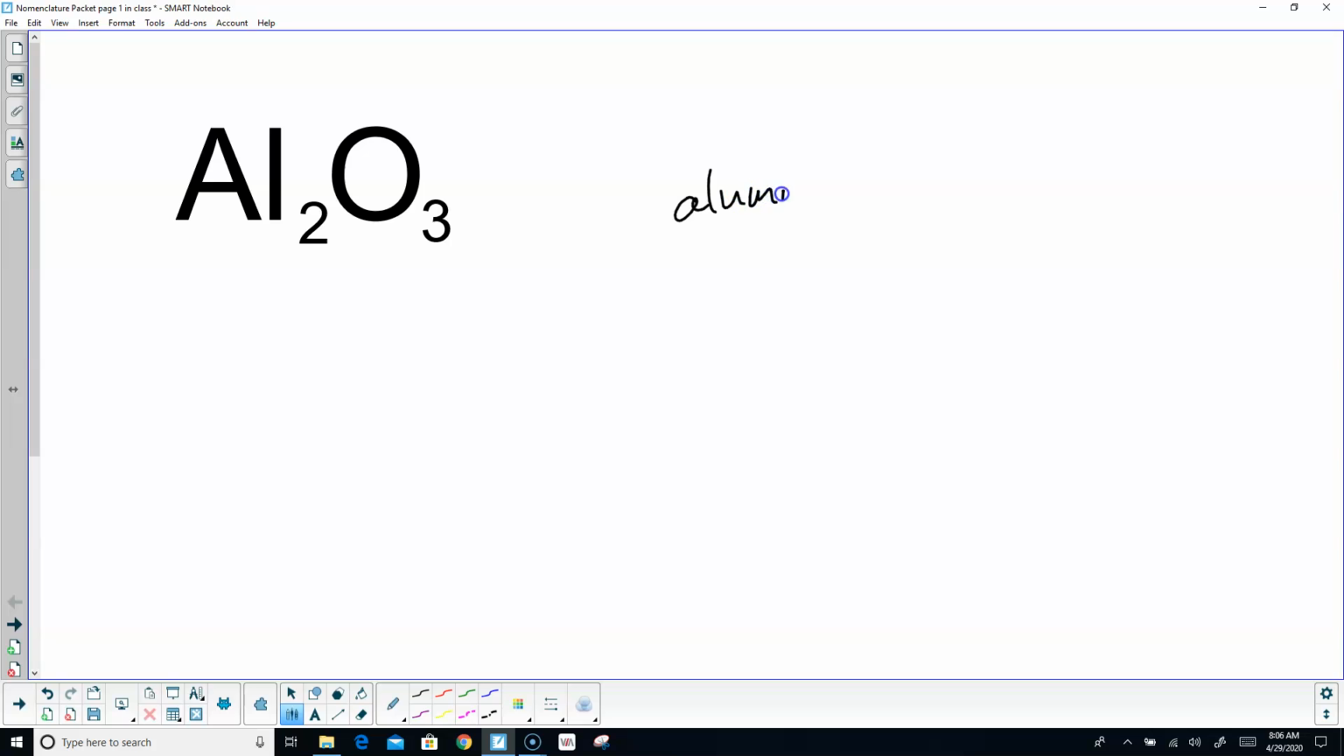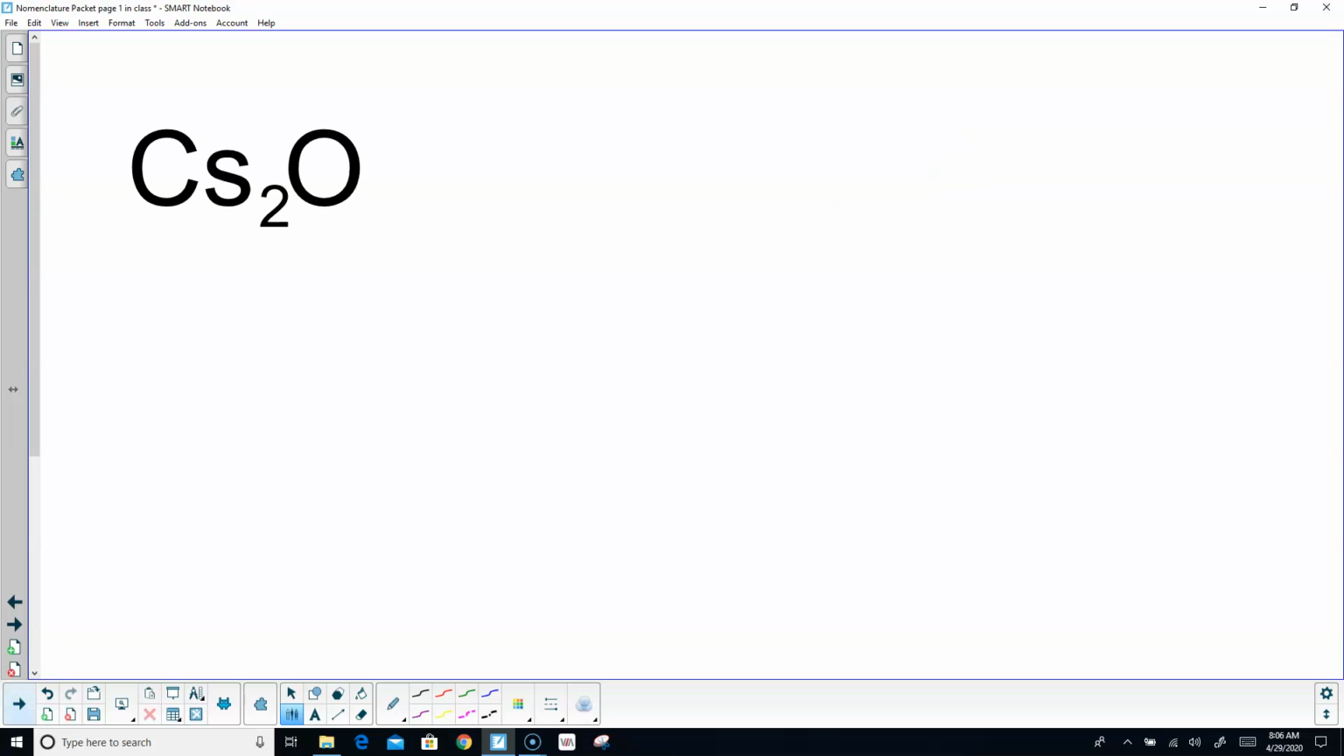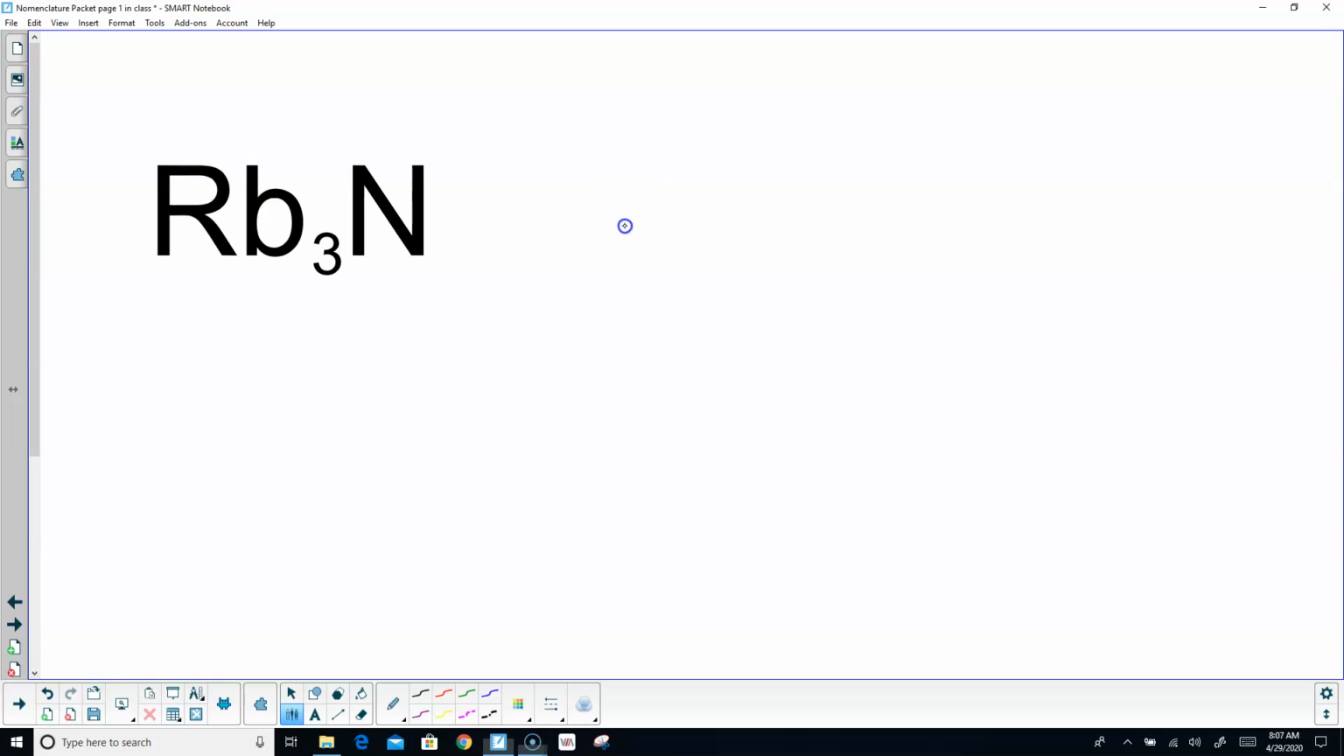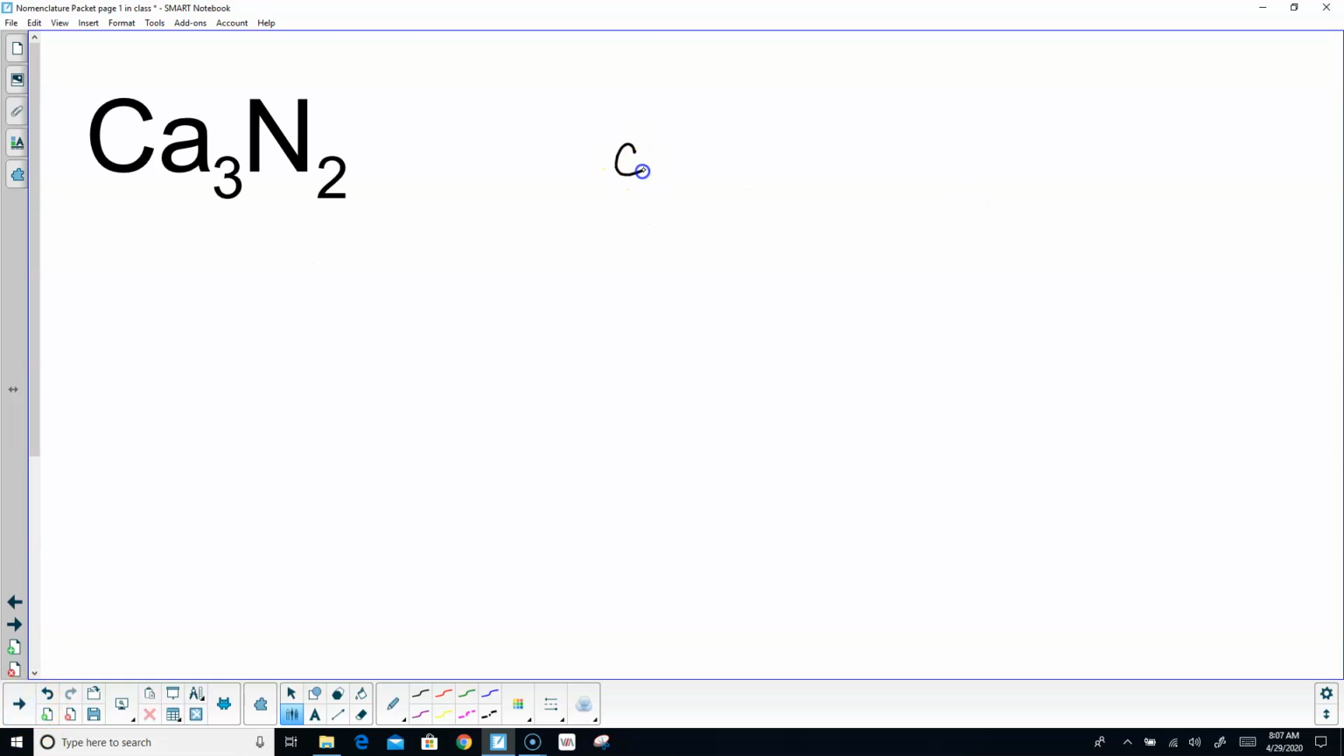So this is aluminum oxide. Okay, this one, Cs is cesium, and then oxygen becomes oxide. This one is rubidium, nitrogen becomes nitride, rubidium nitride. Okay, this one would be calcium nitride. Notice we don't have to mention the numbers on any of these. It's just name the metal, name the nonmetal.